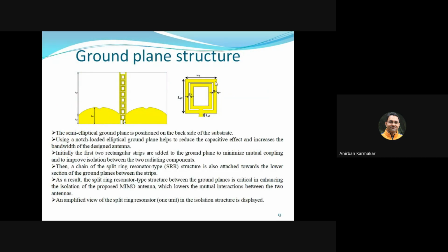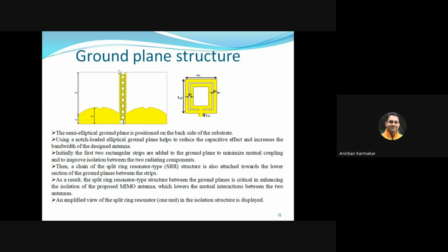So now, here I am discussing the ground plane structure of the antenna. We have designed a simple semi-elliptical ground plane which is positioned on the backside of the substrate. Using a notch-loaded elliptical ground plane helps to reduce the capacitive effect and increase the bandwidth of the designed antenna. Initially, the first 2 rectangular strips are added to the ground plane to minimize mutual coupling and to improve the isolation between the 2 radiating components.